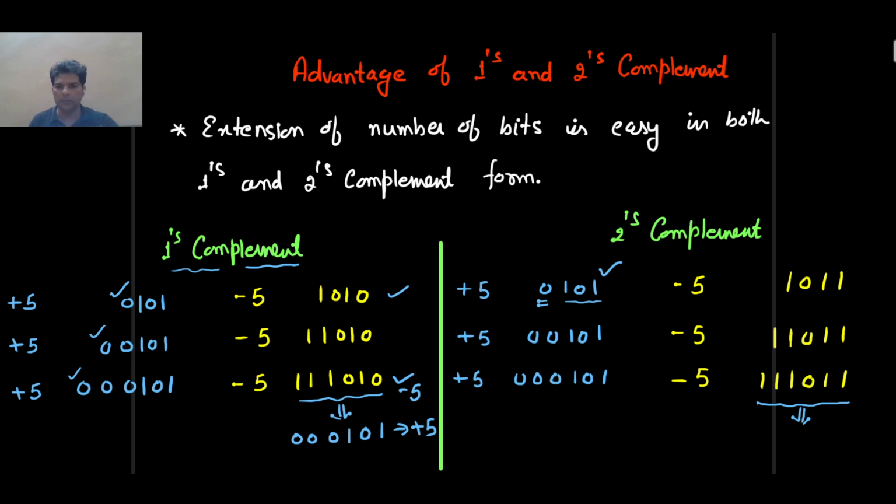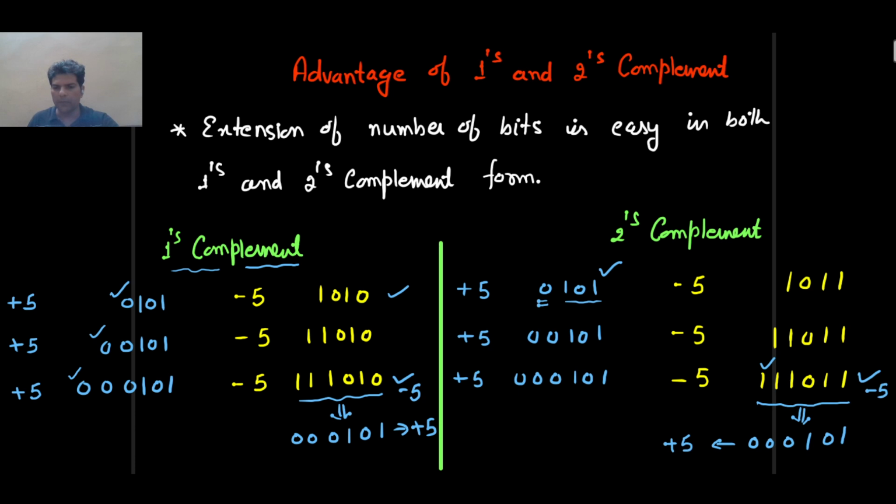Suppose the statement is given like this: the number is given in the 2's complement form. Same number, find out the decimal value. What we have to check is the MSB. If MSB is 1, then the number is negative, so we have to take the 2's complement. The 2's complement of this number is 101000, and this number we know already is plus 5. So if this number is plus 5, then the original number is minus 5.